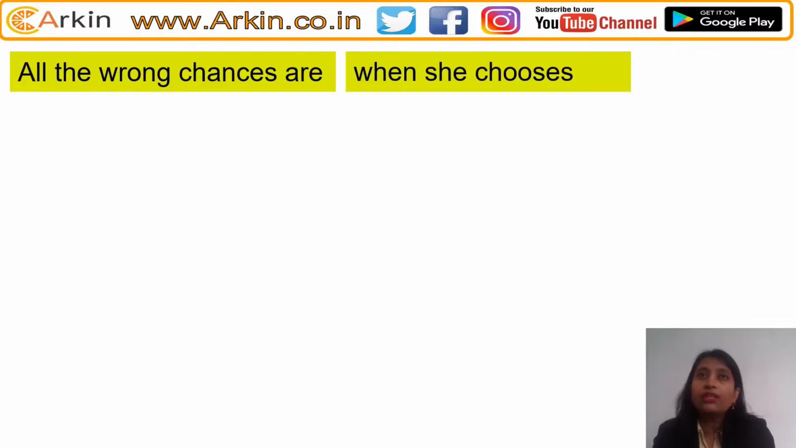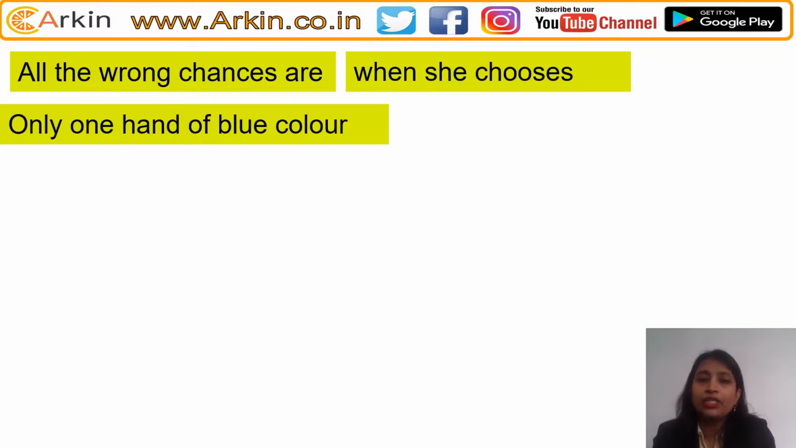What are the wrong chances? The wrong chance will be if she pulls the gloves of only one hand. Suppose from the first chance she got a blue color left hand, and she's getting all blue left hands only.